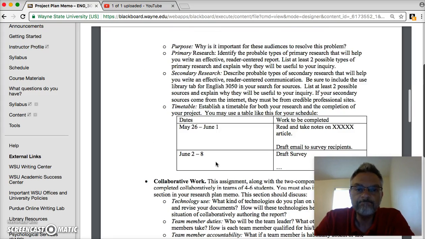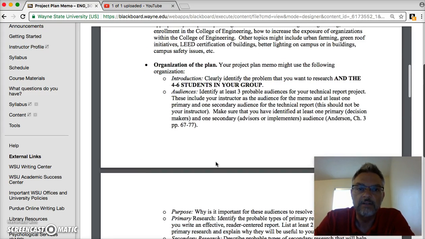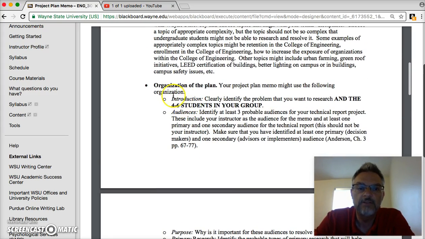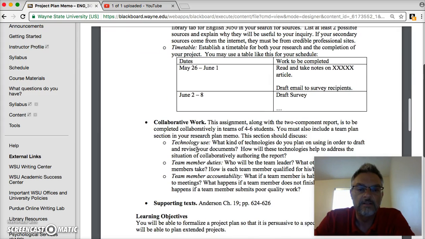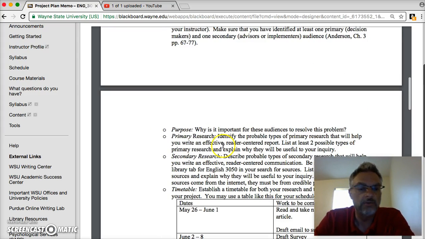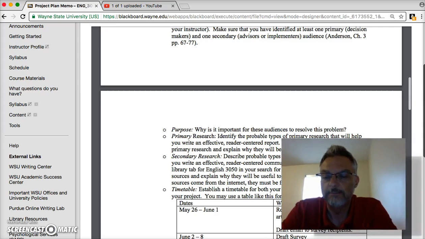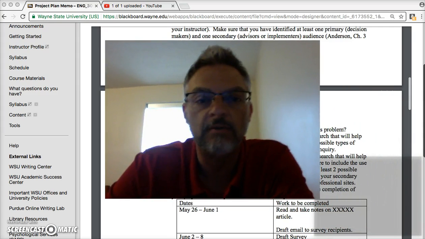And let's see, anything else I want to make sure to talk about? Make sure, like I said before, introduction, audiences. I do expect to see all these here in the italics. I don't expect you to use italics necessarily in your memo, but I expect to see these types of headings in your project plan. So, all right, so put myself back up here at full screen.